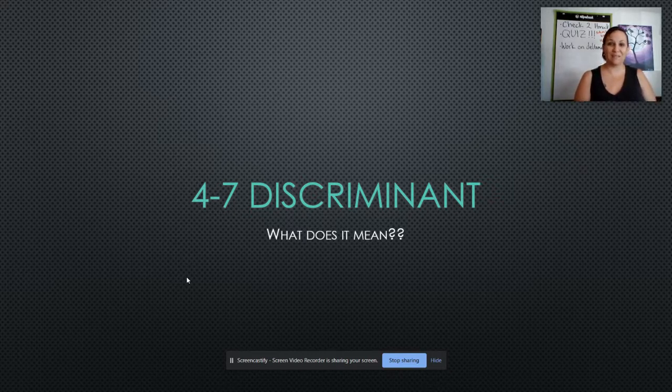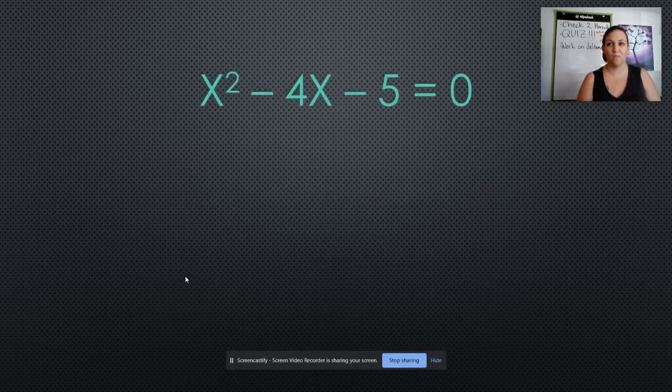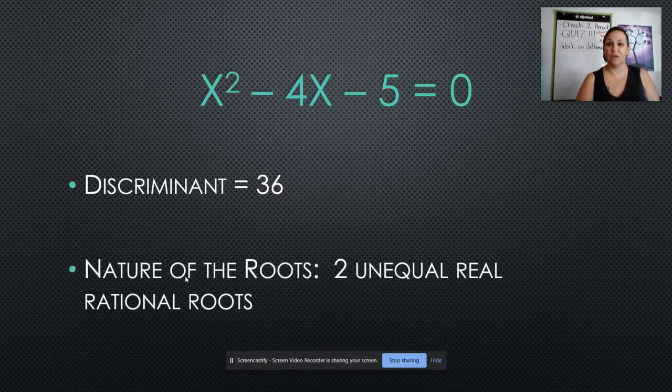I'm going to use the same examples that we did from the first video, and I'm going to show you visually what it means, and then I'll show you what it means for getting a final answer. So let's start with our first example from our previous video. In this example, we discovered that the discriminant was 36, and we stated that that meant that there were two unequal, real, rational roots. So let's break that down a little bit.